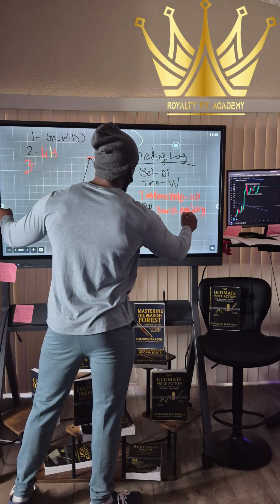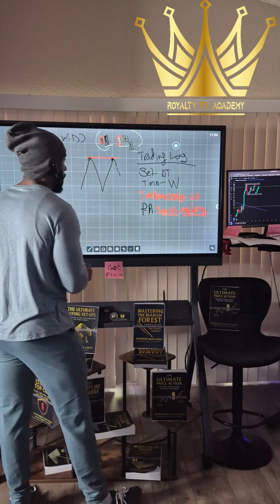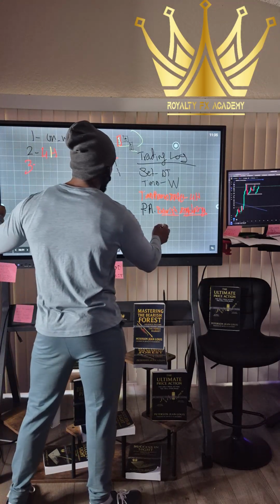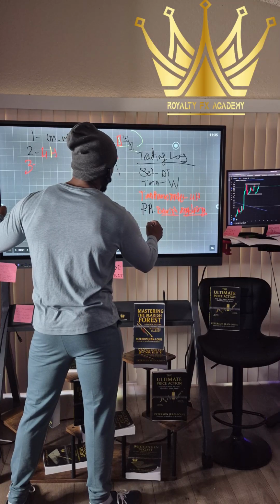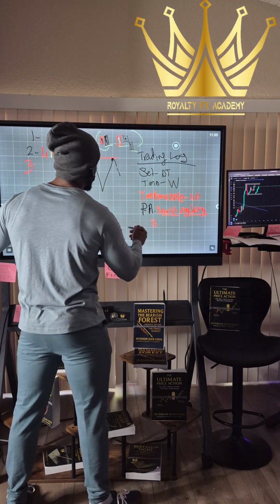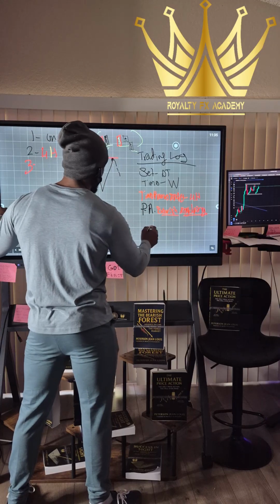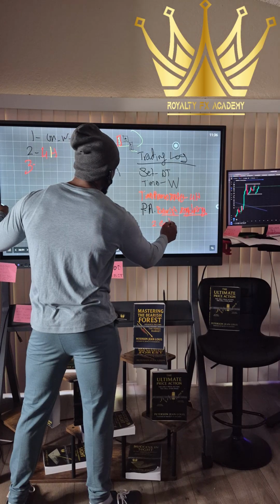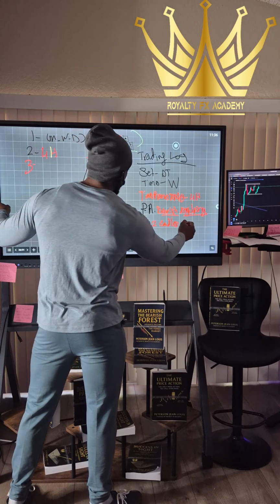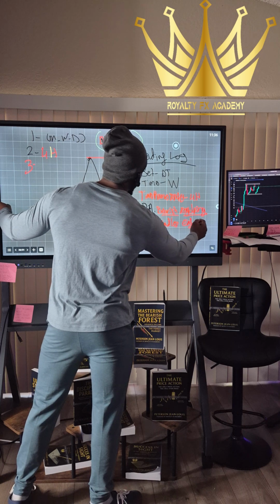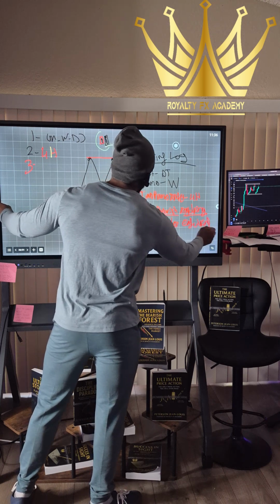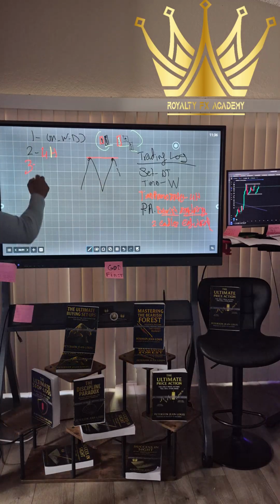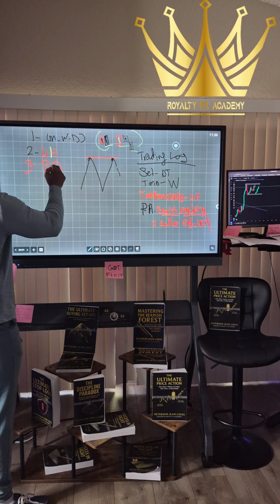Engulfing, right? A bearish engulfing. And whichever one it will be, you will categorize it as, let's do a two candle bearish engulfing. It's two candles engulfing. Okay, so it's two candle engulfing, right?